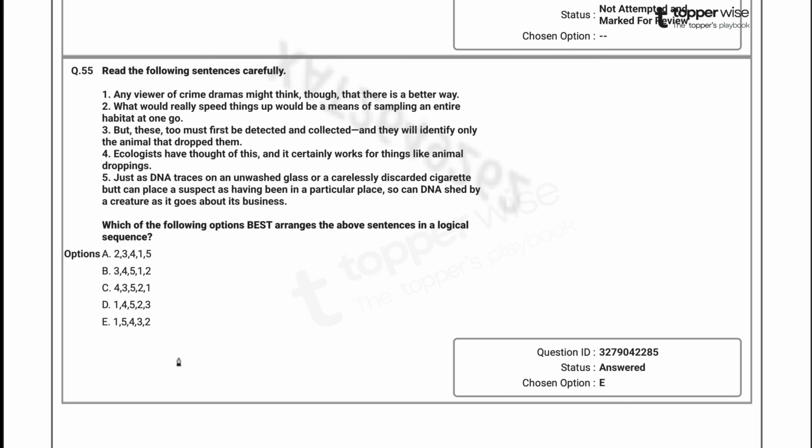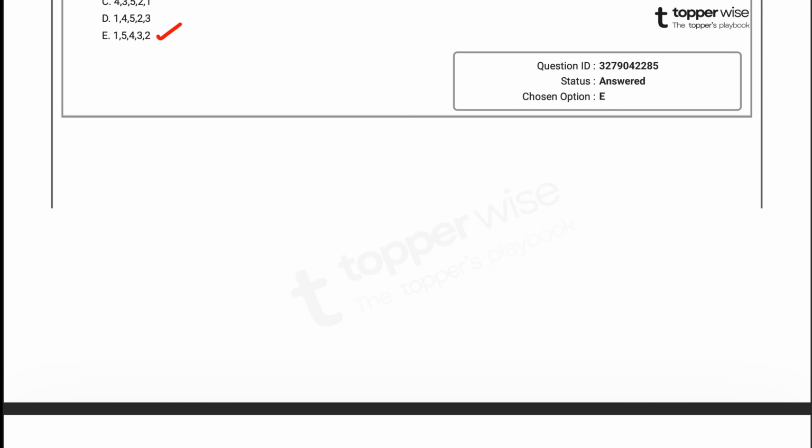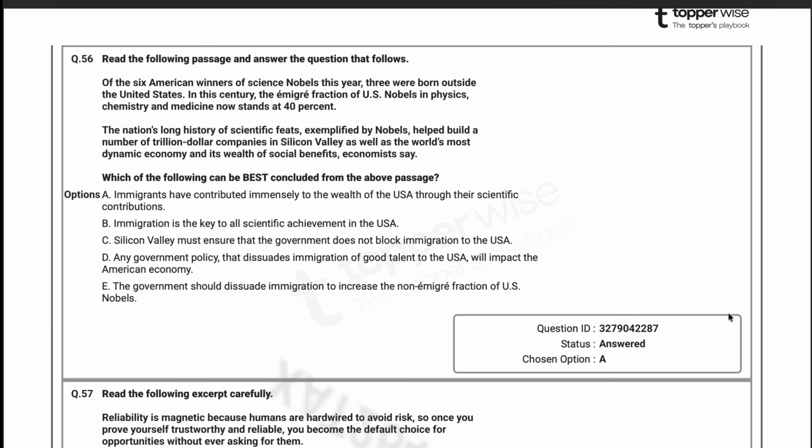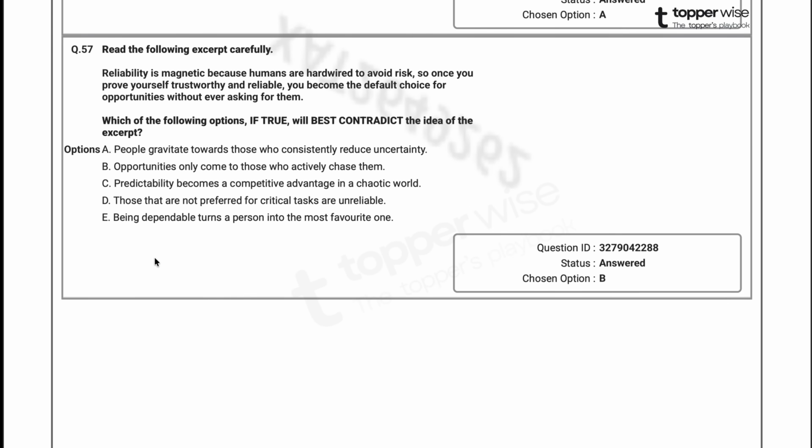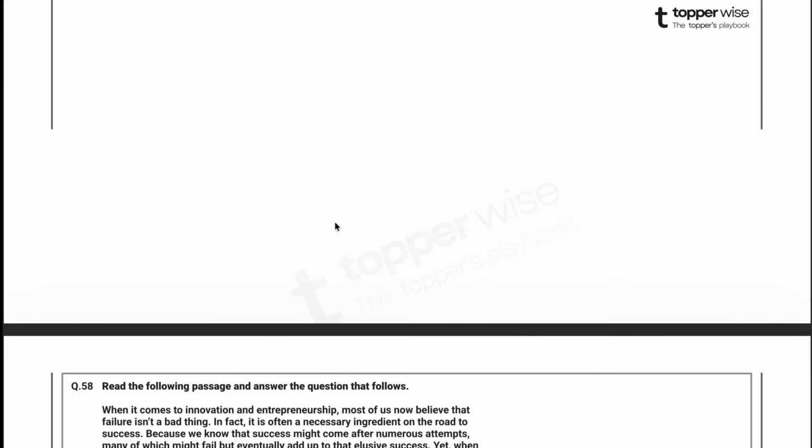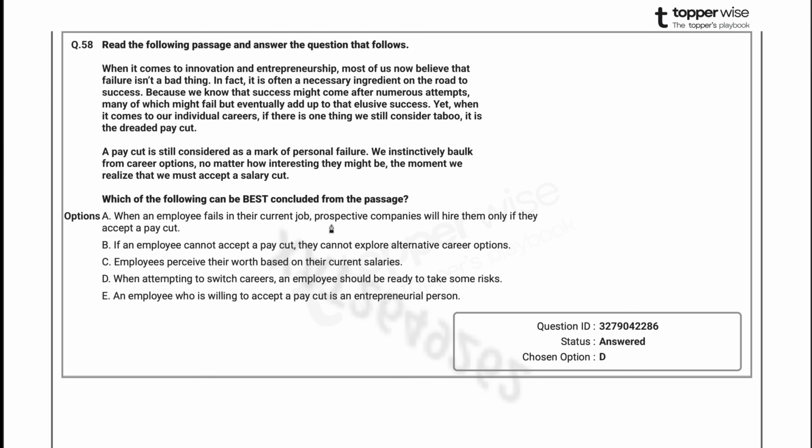For 55, option E will be the correct option. Now moving to question number 56. For 56, option A is correct here. For 57, if we see, the option B is correct. Moving to question number 58, the option D is correct here.